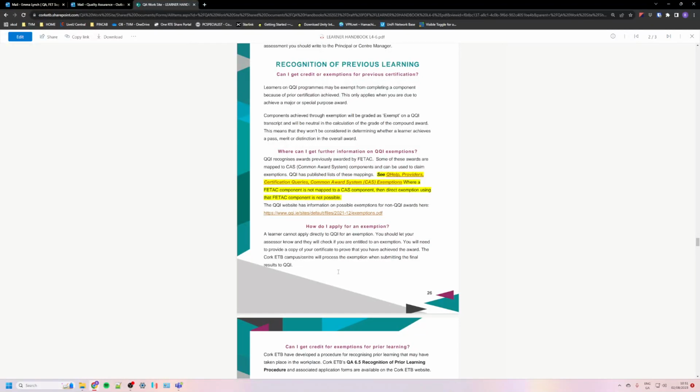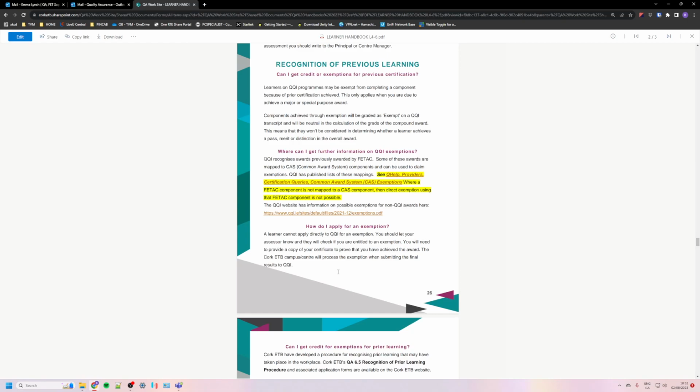Recognition of previous learning. A learner can get credit or exemptions for previous certification. They may be exempt from completing a component because of prior certification achieved. This only applies when you are due to achieve a special or major award.